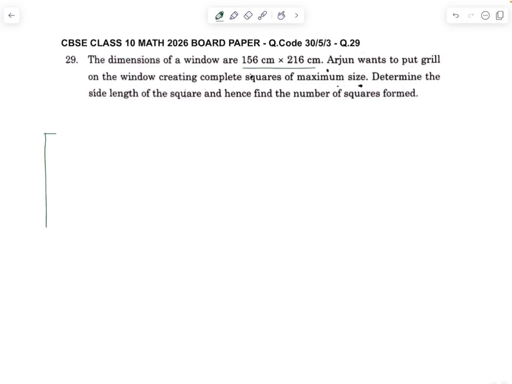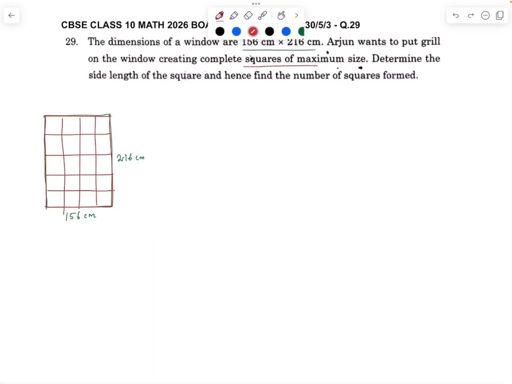Say this is a rough sketch of the window. The length is 156 centimeter and the breadth is 216 centimeter. Arjun wants to put a grill on this window. The pattern is square pattern. The question statement says that the square should be of maximum possible size.